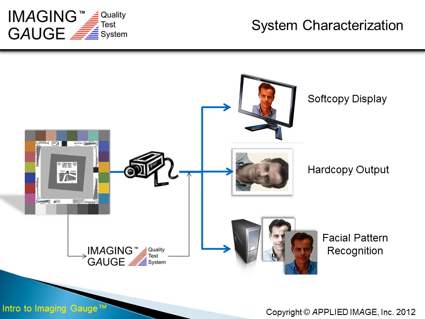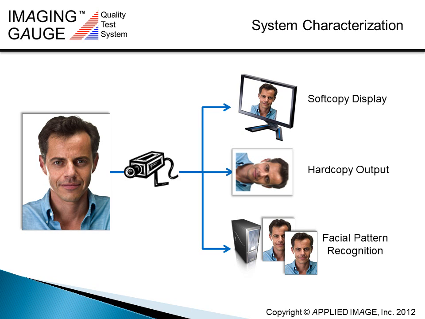By employing imaging gauge to characterize the camera, specifications can be put in place to ensure the image quality for the downstream applications. By communicating specifications and calibrating the cameras, you'll ensure that your software and hard copy outputs more closely resemble the original, and you'll be able to optimize facial pattern recognition software.